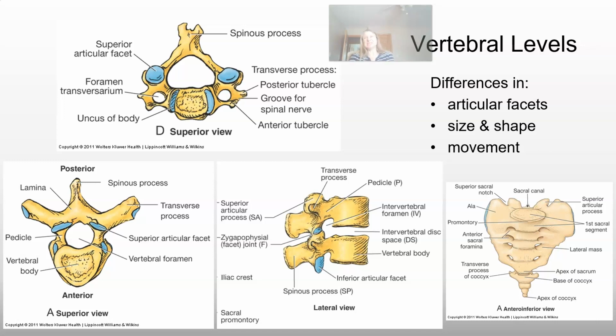So we have a lot of motion and flexibility. So yeah, you know, we're sitting too much. Go ahead and move your head around. But that action is made possible because these superior articular facets are kind of more flattened, okay? So they don't restrict as much movement there.